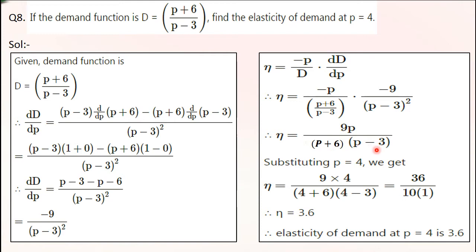Substituting P is equal to 4, we need to find eta when price is equal to 4. We get eta is equal to 9 into 4 divided by (P plus 6), that is 4 plus 6, and (P minus 3), 4 minus 3. On simplification, we will get 36 divided by 10 into 1, 10. So, 36 divided by 10 is 3.6. Therefore, elasticity of demand at price P equal to 4 is 3.6.